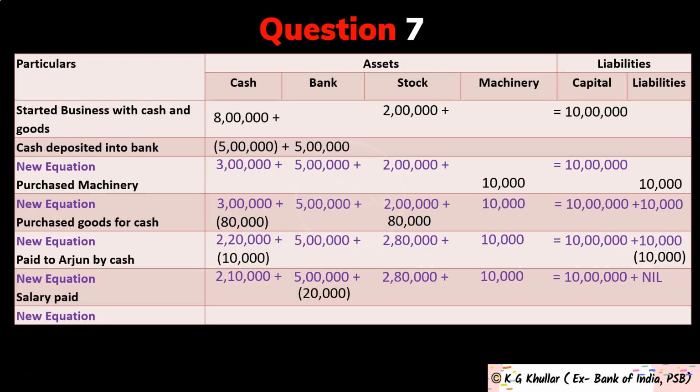So in this transaction, bank balance will get decreased by 20,000. On the other hand, capital will also decrease by 20,000. So friends, our final equation will be 2 lakhs 10,000 plus 4 lakhs 80,000 plus 2 lakhs 80,000 plus 10,000 equals 9 lakhs 80,000. So as you can see, final cash is 2 lakhs 10,000 and capital is 9 lakhs 80,000. Thus the correct answer for the given question is option C.